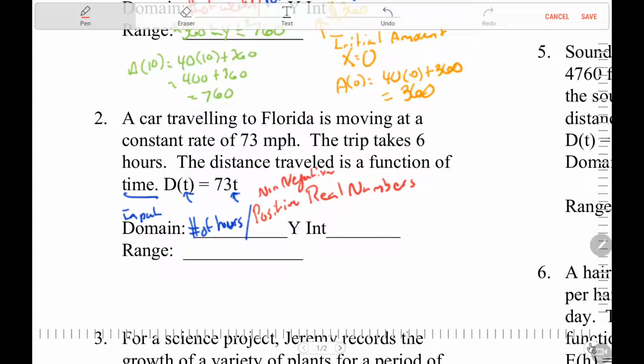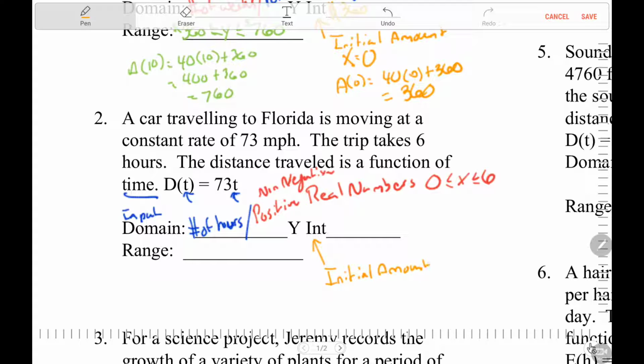Now, you could start on this trip at 0, less than or equal to x, and then the max amount of time this trip is going to take is 6 hours. So you're traveling anywhere from 0 hours to 6 hours. Remember, going back to our idea of the y-intercept, the y-intercept is the initial amount.